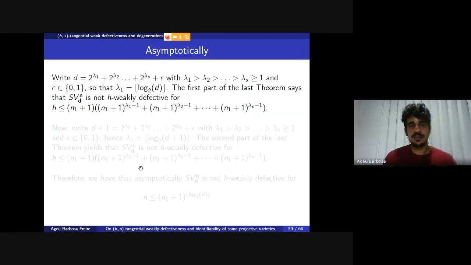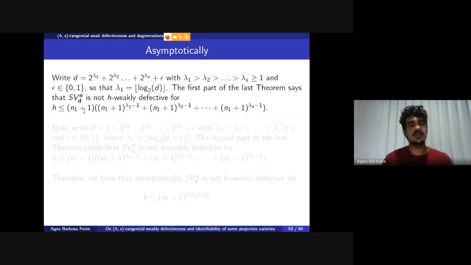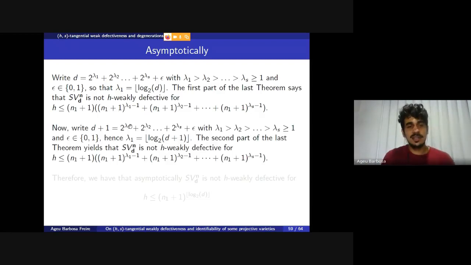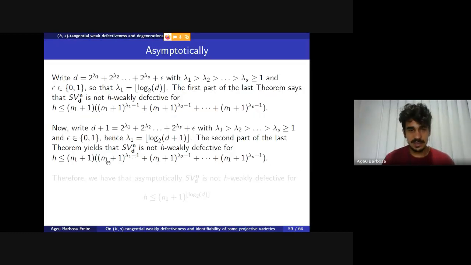Let me just observe that, for example, if you write d in this way, then the first part of the theorem here tells that if you take h smaller than this expression, the Segre variety will be not h-defective. Here I just put the definition of the function h_{n1+1} applied to the positive number d minus 1. In the second, if again we write d plus 1 in this way, the second part of the theorem here tells that if you take h to be smaller than this expression, again, here I just put the definition of the function h_{n1+1} applied to d, we get that the Segre variety is not h-defective.